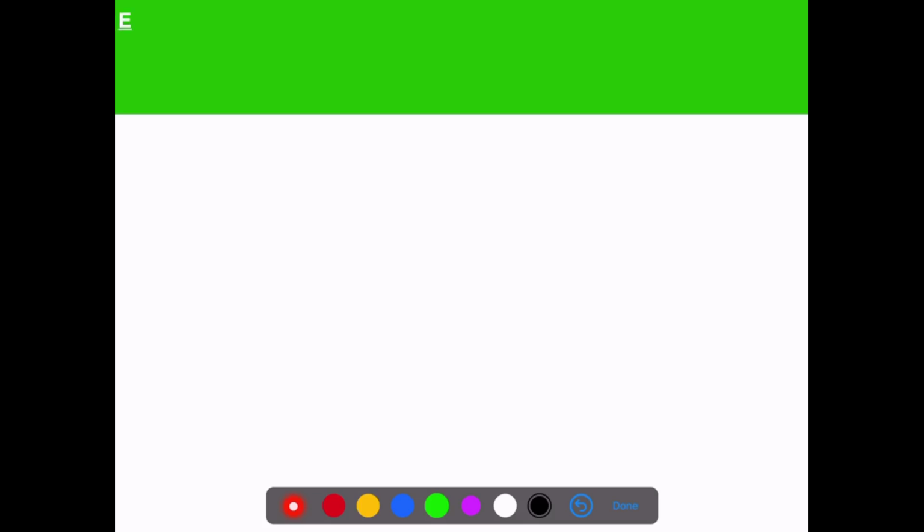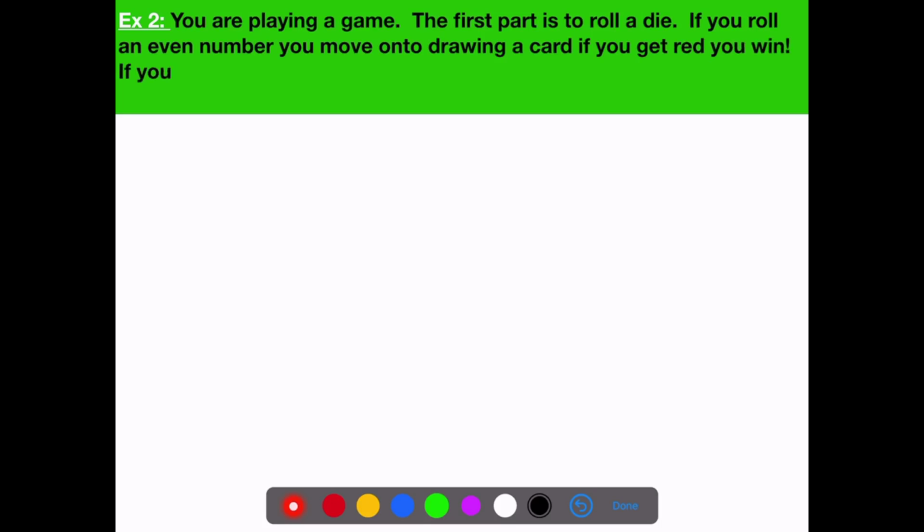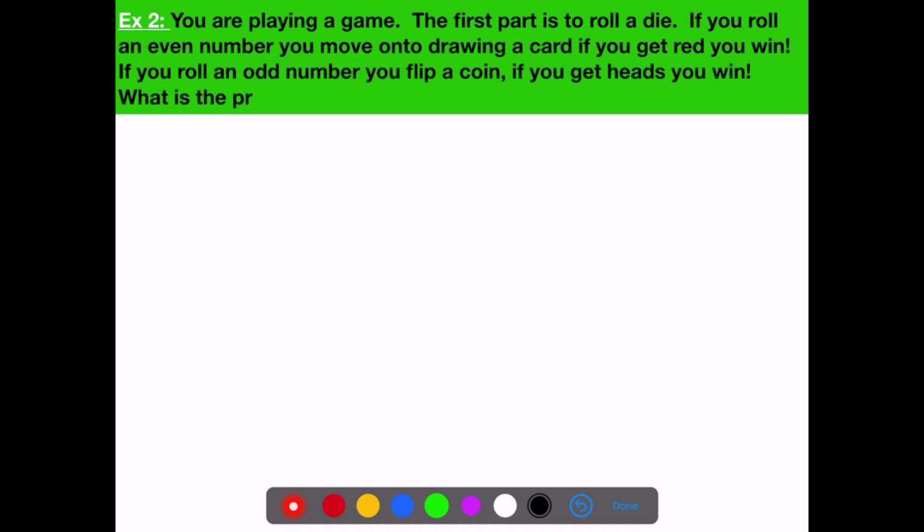Okay, example 2. So you're playing a game. The first part is to roll 1 dice. If you roll an even number, you move on to the next part, which is drawing a card. If you get a red, you win. If you roll an odd number, you flip a coin. If you get heads, you win. What is the probability that you win the game?